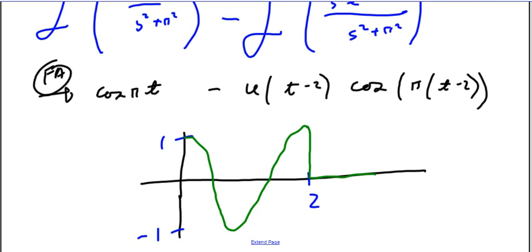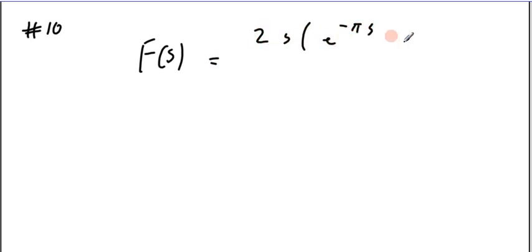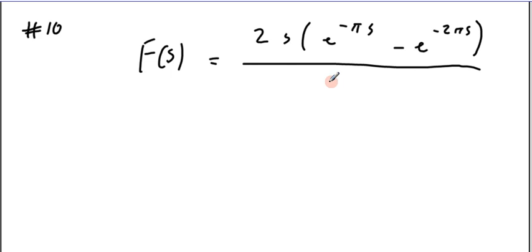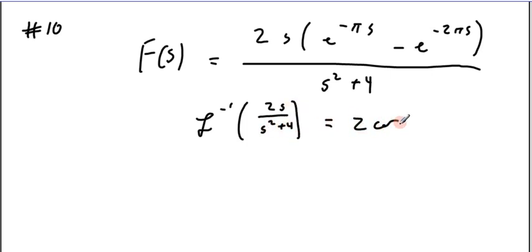Okay, number 10. And I got f of s is equal to 2s e to the minus pi s minus e to the minus 2 pi s divided by s squared plus 4. Okay, so now I'm going to look at the inverse Laplace transform of 2s over s squared plus 4, and I'm going to see that that's going to be 2 cosine 2t from number 10 of the Laplace transform table again.